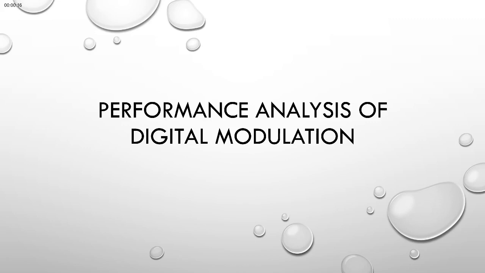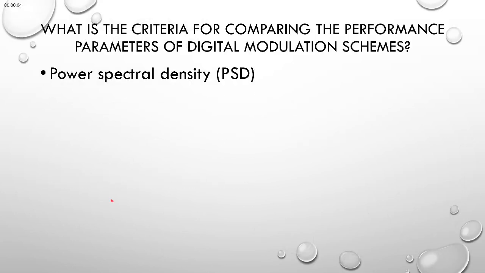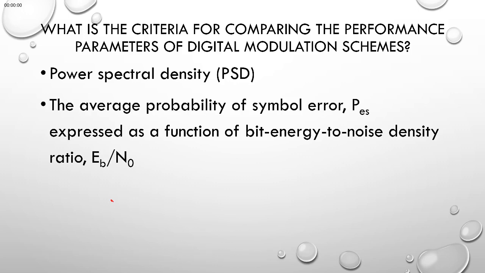So as we have already seen in the performance analysis of digital modulation schemes, we have four factors that we need to consider so that we can determine which amongst the many schemes are best suited for a given task or for a given function. So we have looked at power spectral density, and now you're going to be looking at the average probability of signal error, which is sometimes referred to as the bit energy to noise density ratio.